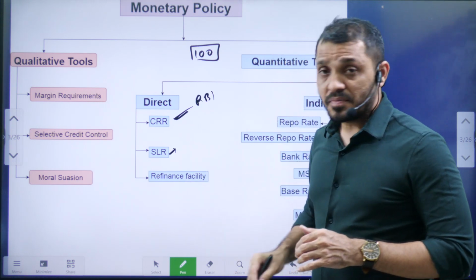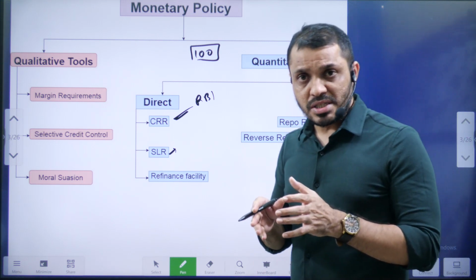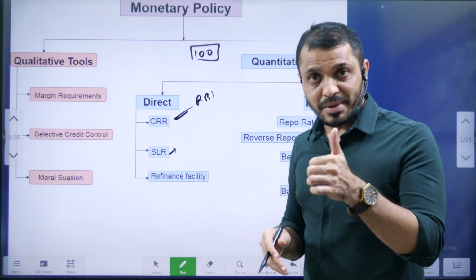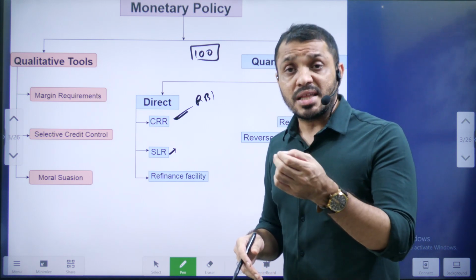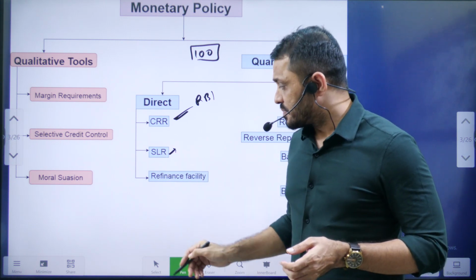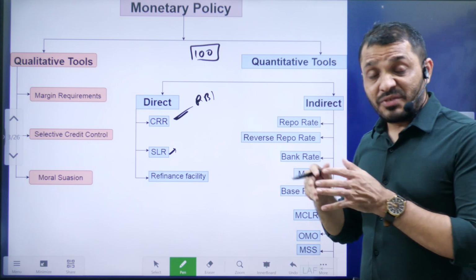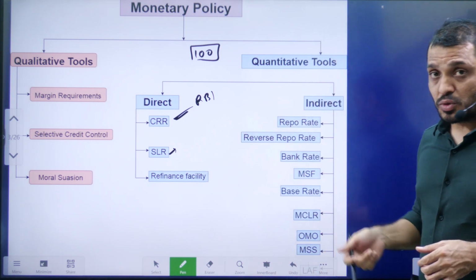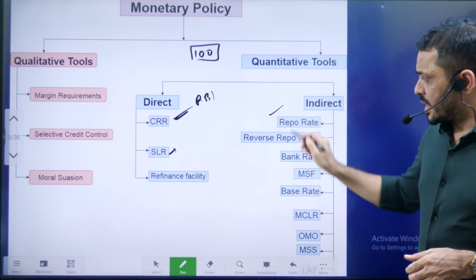Next, SLR. Out of the bank's entire deposits, a certain percentage has to be maintained by the bank either in the form of cash, or gold, or government securities. It stays with the bank only. So these are the two very frequently used tools among the direct quantitative tools. Indirect one: repo rate.